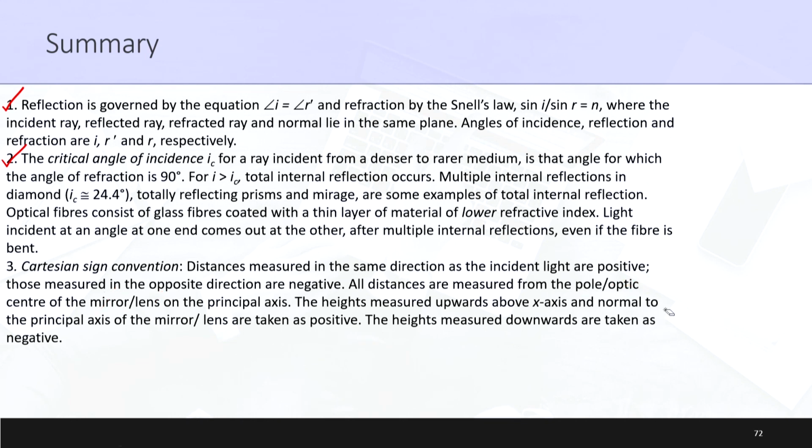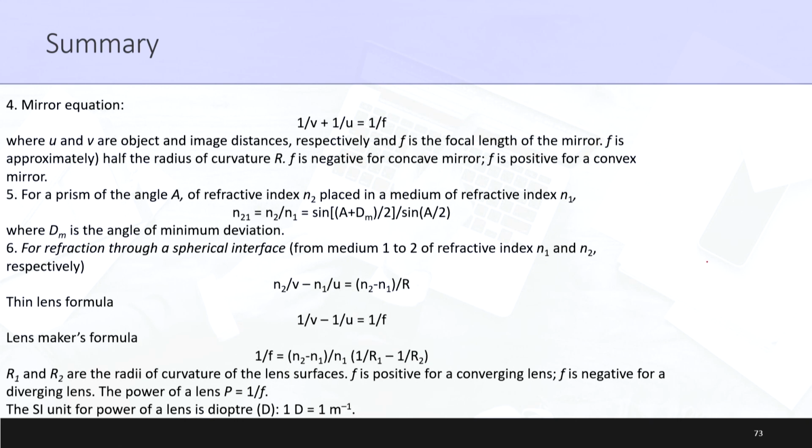Okay. The heights measured upward and normal to the principal axis of the mirror or lens are taken as positive, quite evident. Anything above is positive, anything below is negative from the principal axis. The heights measured downwards are taken as negative. Okay, fine. So, this has also been explained. Next is the mirror equation. You should remember this: 1 by v plus 1 by u is equal to 1 by f, where u and v are the object and image distances respectively, and f is the focal length of the mirror. You just need to be very thorough with the sign conventions, and everything will be much easier.